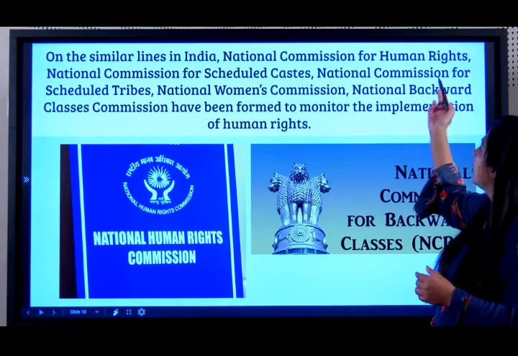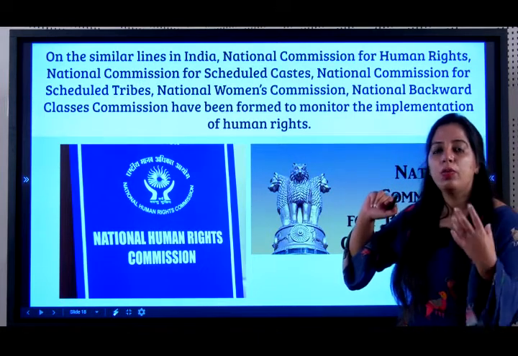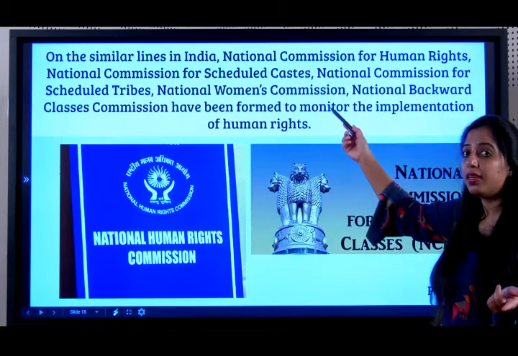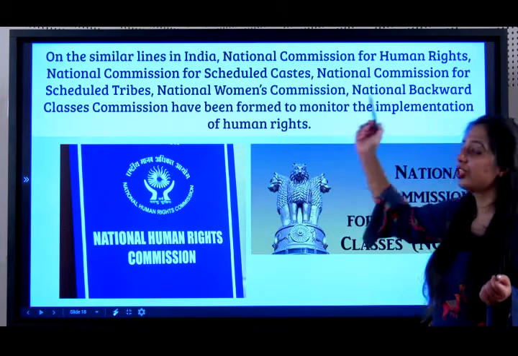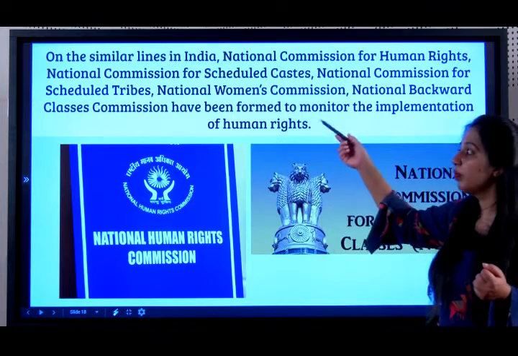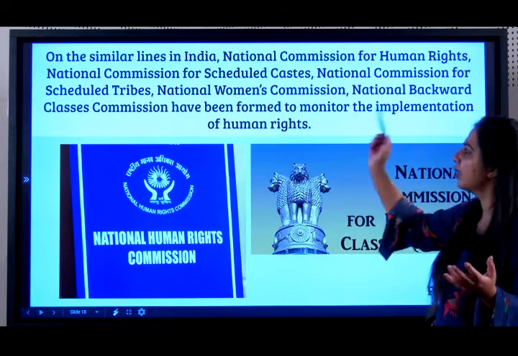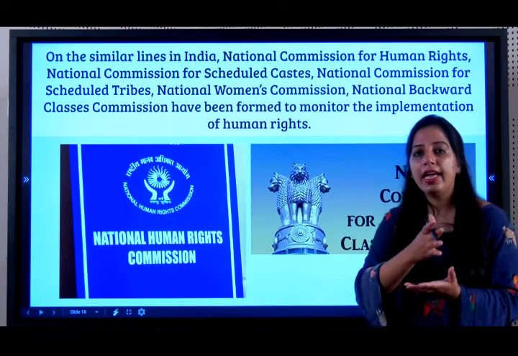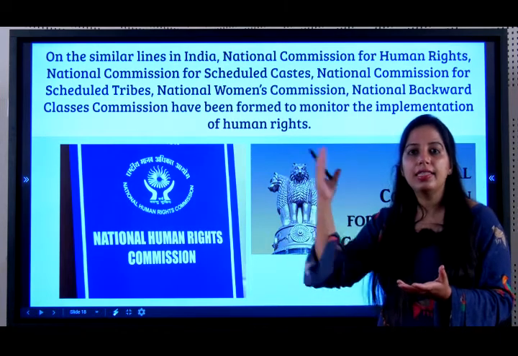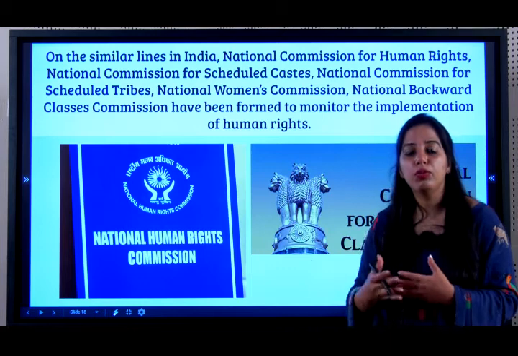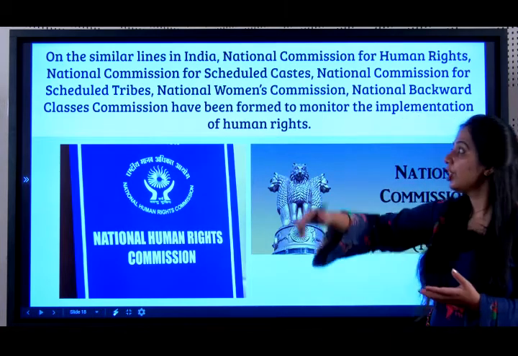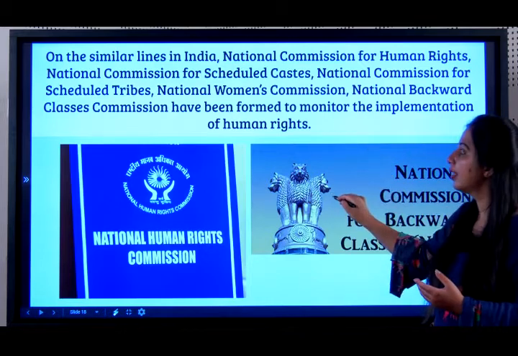This National Commission for Human Rights was made along with the National Commission for Scheduled Castes, National Commission for Scheduled Tribes, National Women's Commission, and National Backward Classes Commission. All of them were formed because India as a country saw that these are the various classes of people to whom human rights was denied. So for better implementation, it made all of these commissions.